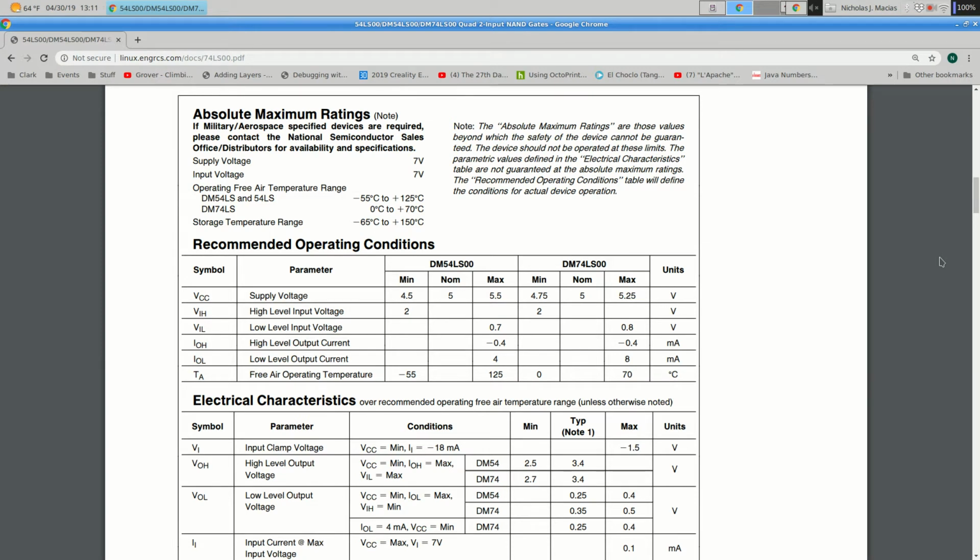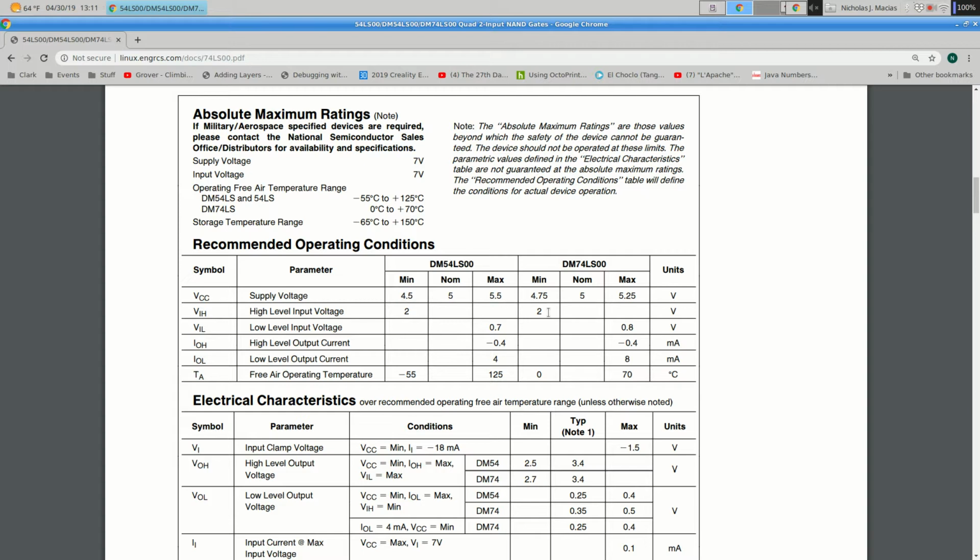What's the most that you can push this? So for the 7400 series, the stuff that we have, the supply voltage should be 5 volts. You can go as low as 4.75, as high as 5.25. For the mil spec, you can go down to 4.5 up to 5.5. Wider tolerance for voltages.